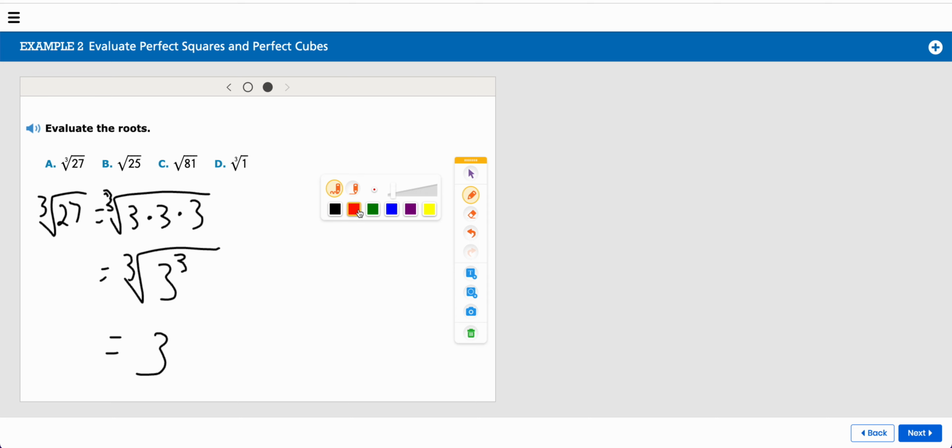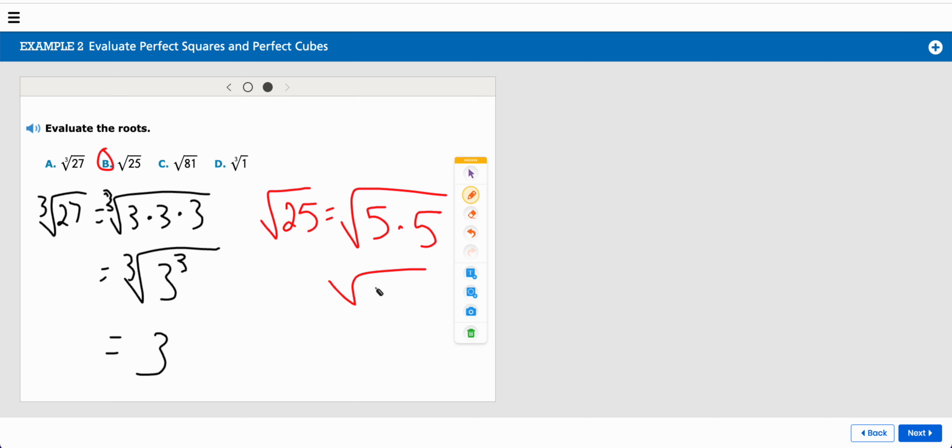And then for part B, that's just the square root of 25. And 25 is 5 times 5. So that would be the square root of 5 squared, which is 5. Okay, part C, what's the square root of 81? 9. It's 9 times 9, which is 9 squared. So the square root of 9 squared is 9.